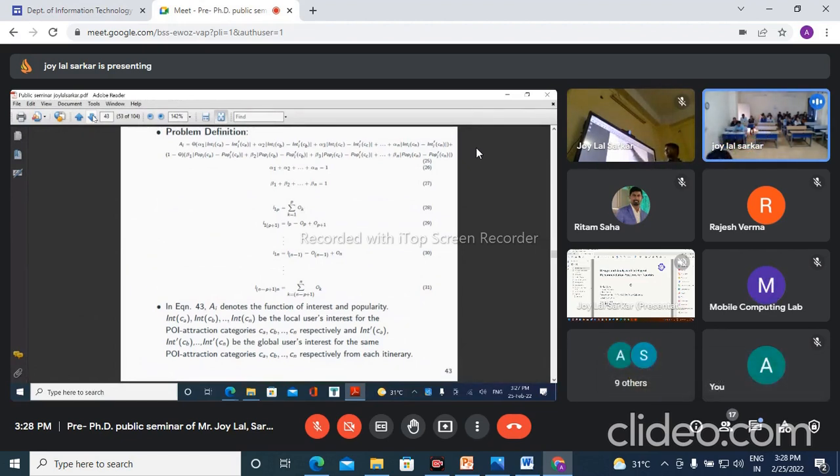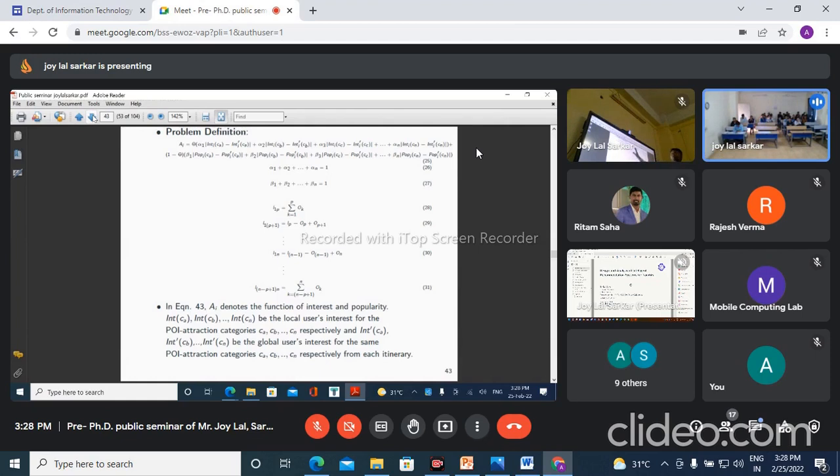If it is minus, suppose your value is 5 and the other is 4. 5 minus 4 is 1. That means we can balance like that. If the difference is less, then I can say the matching is more efficient. So for that we designed our problem definition.